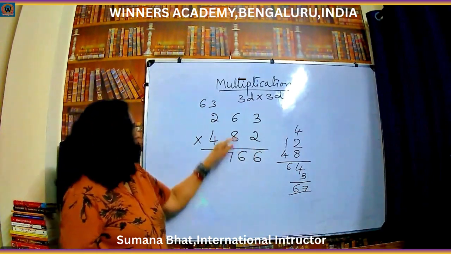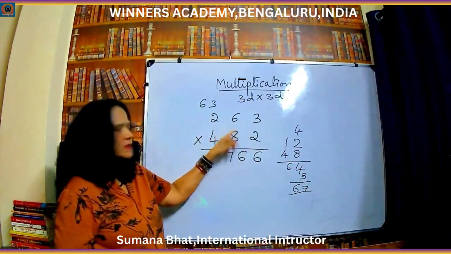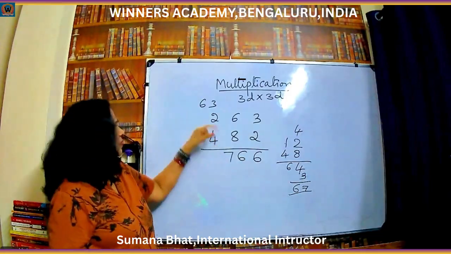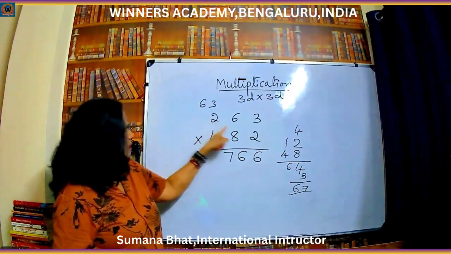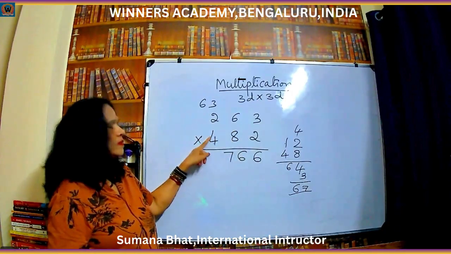Okay. Now 3 steps we have completed. First we have done units and units. Then we have done units and tens, cross multiplication and addition. Then we have done the third step, units and hundreds into units and hundreds.